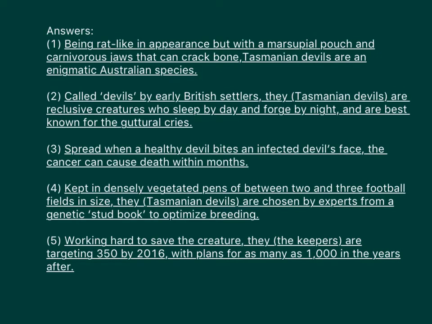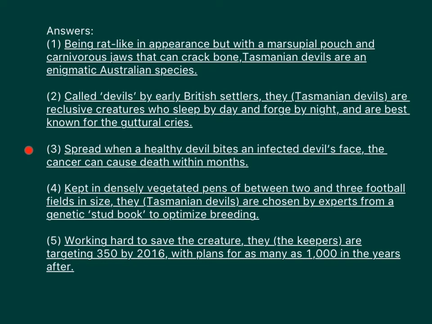Here are the answers. Number 1. Being rat-like in appearance, but with a marsupial pouch and carnivorous jaws that can crack bones, Tasmanian devils are an enigmatic Australian species. Number 2. Called devils by early British settlers, they, Tasmanian devils, are reclusive creatures who sleep by day and forage by night, and are best known for the guttural cries.